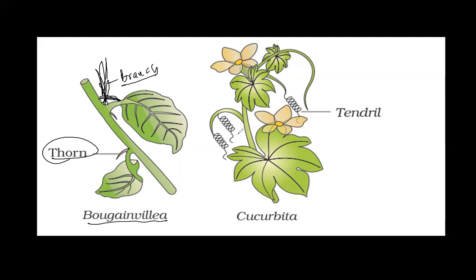But in cucurbita, if you look at cucurbita, this has turned into a tendril. Tendril is a modified branch. Branch is modified into tendril. Tendril is used for climbing on a support. It helps the plant to climb up on a support. So if you study the internal structure, it's the same. The xylem, the phloem, everything is the same, but their functions are different.